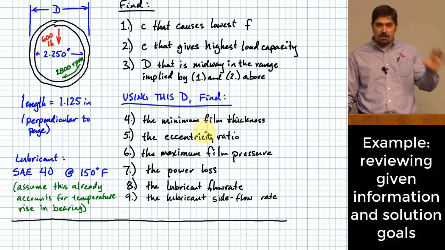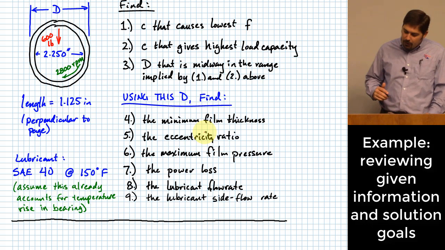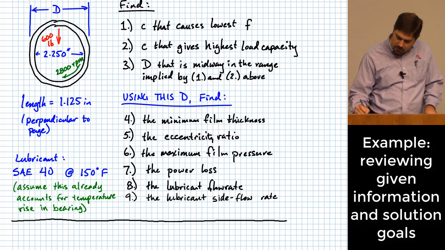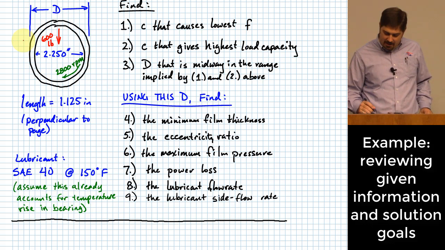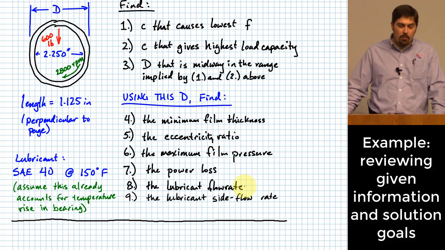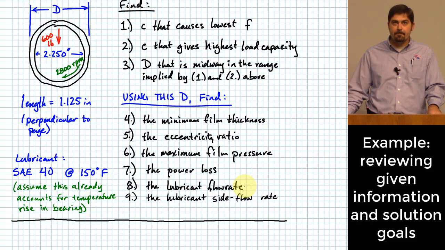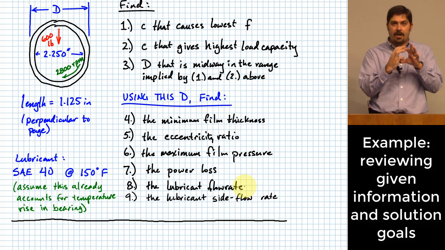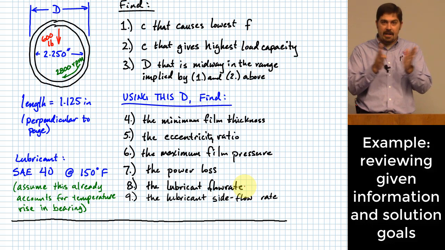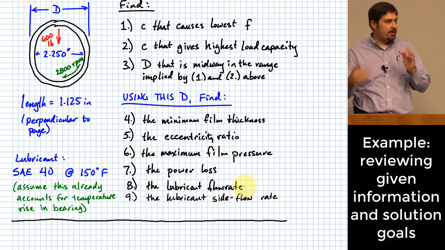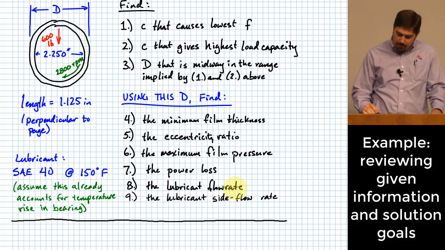Then number eight, the lubricant flow rate. That refers to how fast the lubricant is flowing around and around in the bearing. That can be a little bit confusing because a lot of people, when they see lubricant flow rate, equate that to how much lubricant I might need to deliver to the bearing. But that's not really what that's about. That's talking about the fluid flow rate inside of the bearing. So imagine for a moment you're ignoring the fact that there is going to be some leakage out of the sides of the bearing, and you're just looking at how fast that lubricant is flowing around and around in the bearing as it is being turned. That's a volumetric flow rate that we're going to be finding.